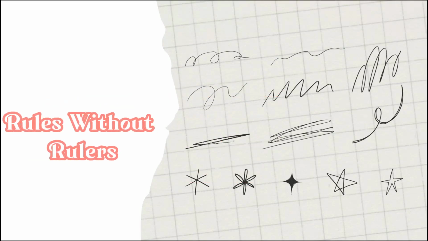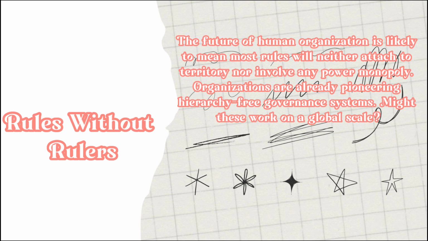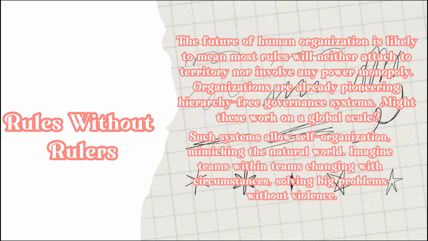Rules without rulers. The future of human organization is likely to mean most rules will neither attach to territory nor involve any power monopoly. Organizations are already pioneering hierarchy-free governance systems. Might these work on a global scale? Such systems allow self-organization, mimicking the natural world. Imagine teams within teams changing with circumstances, solving big problems without violence.